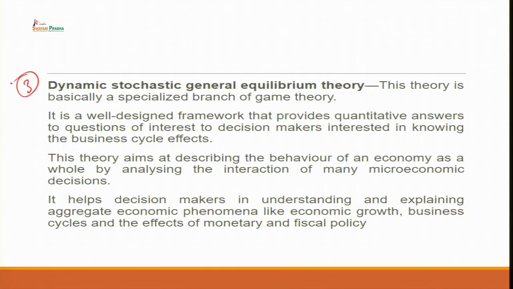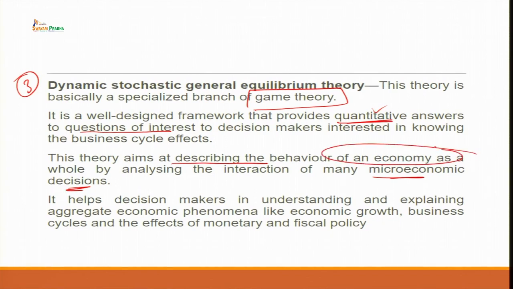The next theory is dynamic stochastic general equilibrium theory. Now, this theory is basically a specialized branch of game theory only. It is a well designed framework that provides quantitative answers to the questions of interest to decision making, or you can say the problems. This theory aims at describing the behavior of an economy as a whole by analyzing the interaction of many microeconomic decisions. So, it takes up the broader factors. It helps decision makers in understanding and explaining aggregate economic phenomena like economic growth, business cycles, or effects of monetary or fiscal policies on different industrial setups.